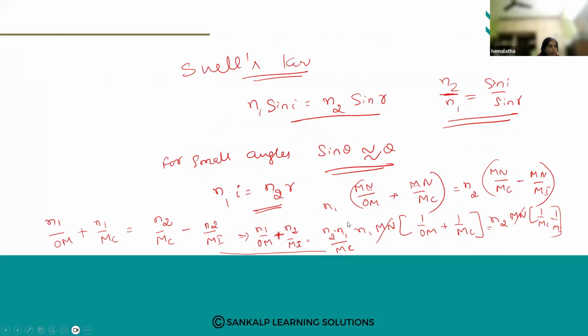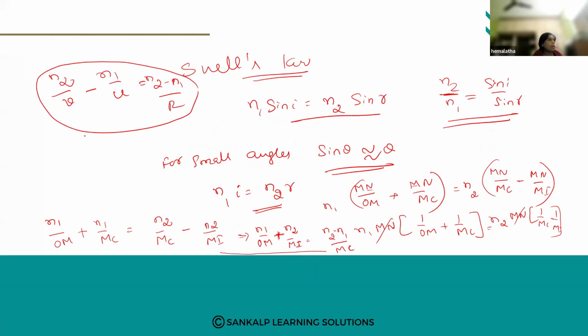What is that equation? n2 by v minus n1 by u is equal to n2 minus n1 by r. That is the equation. Again, formula n2 n, that is 1 by f.